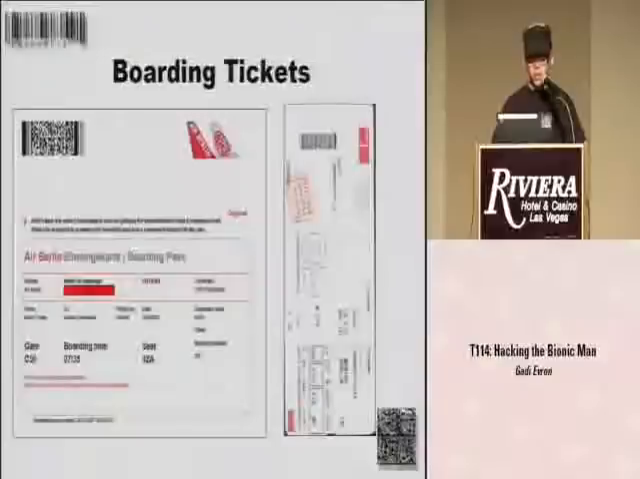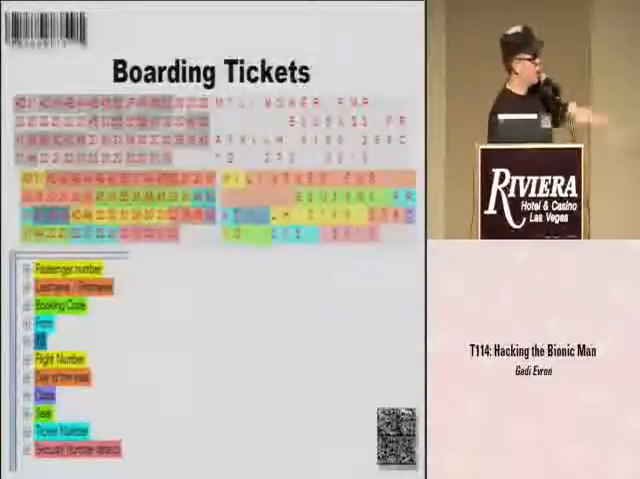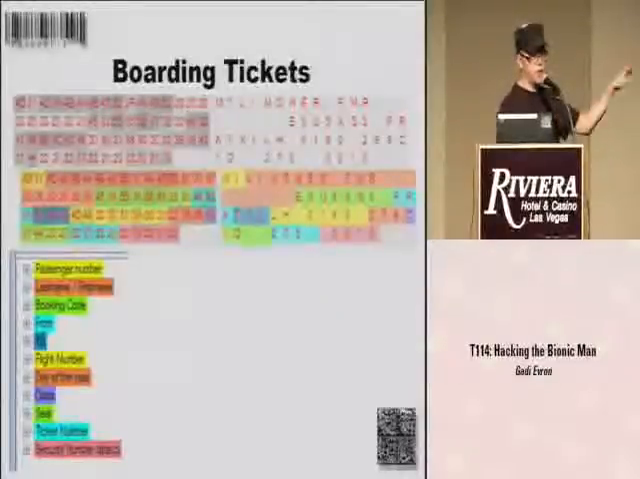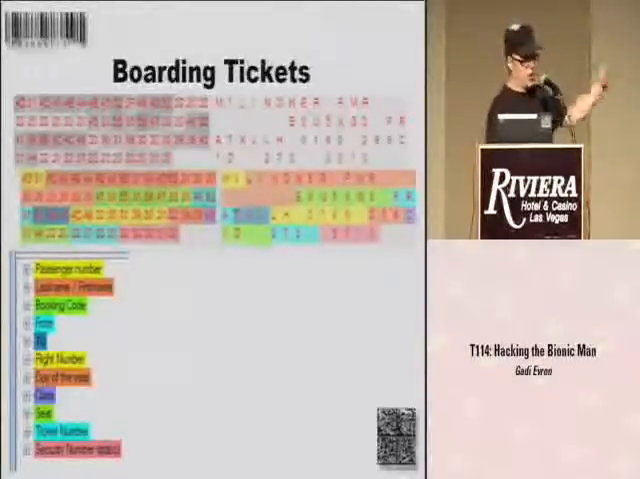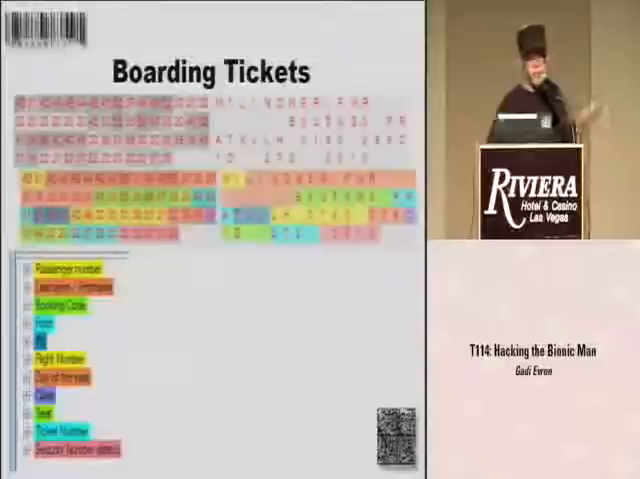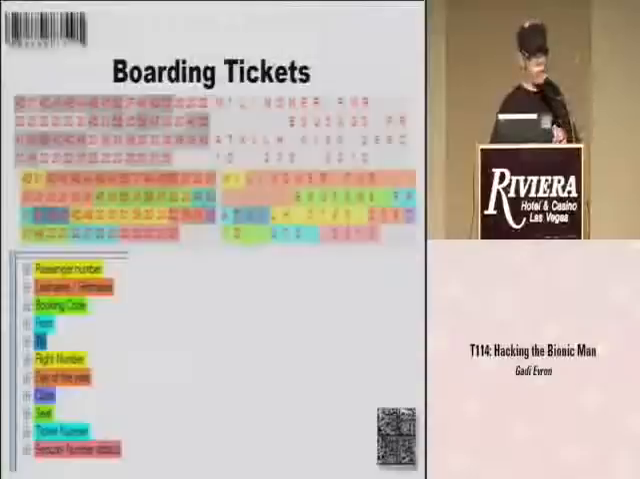Here's some more. So I got all those, and then I decoded them. And this is a tool I wrote myself for this barcode research, so I can color hex dumps and stuff. So this is what I found in the barcode. It has a passenger number, a last name, first name, booking code, from where you're flying to where you're flying, which flight number, the day of the year, in which class you're flying, interesting, important, what seat you have, what your ticket number is, and a security check number.